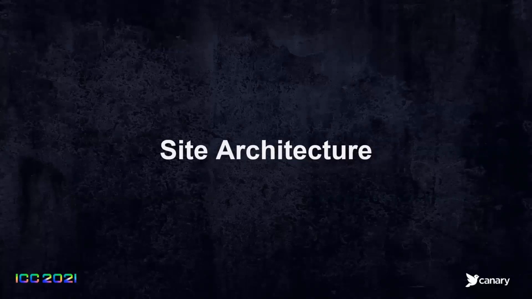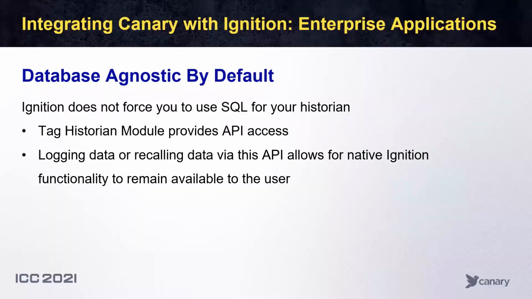All right, so let's talk a little bit about basic site architecture before we move over to the enterprise architectures. I want to give really high praise to the way that the folks at Inductive Automation have set up their system. They really are truly database agnostic, giving you the option of what you want to use for your historian. So by creating the Tag Historian module that Ignition offers, what they're really doing is giving you the ability to take all of the work that you do inside of your Ignition project.